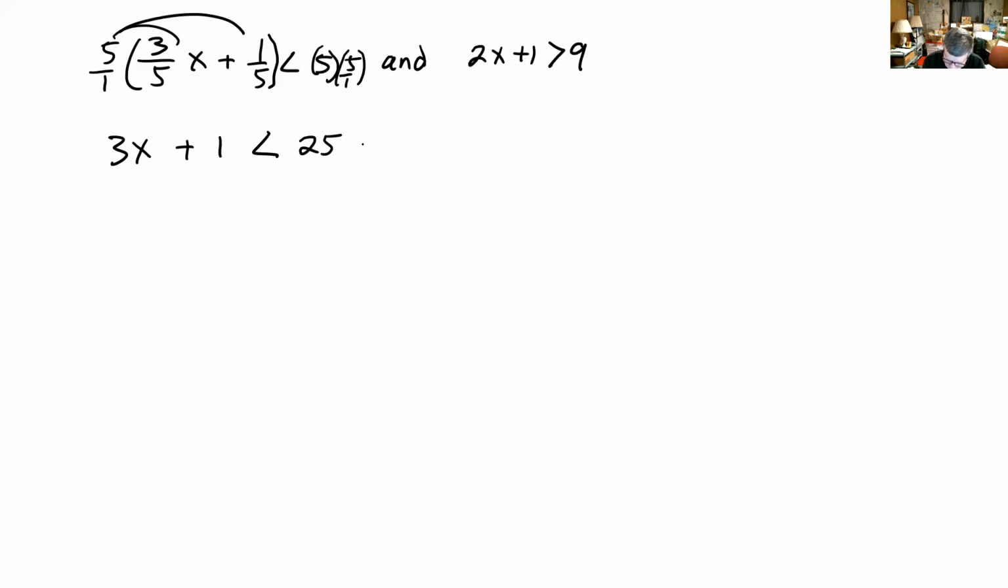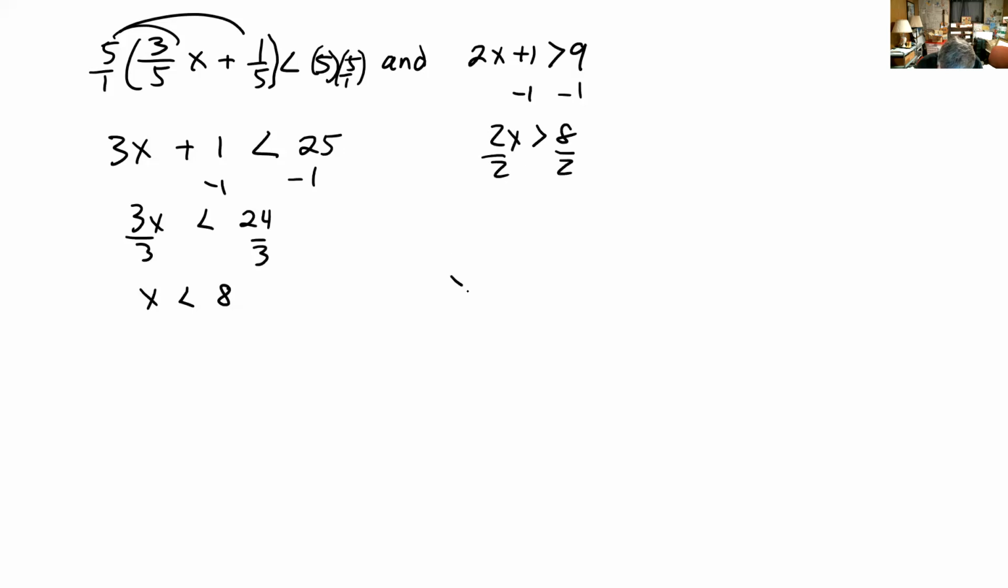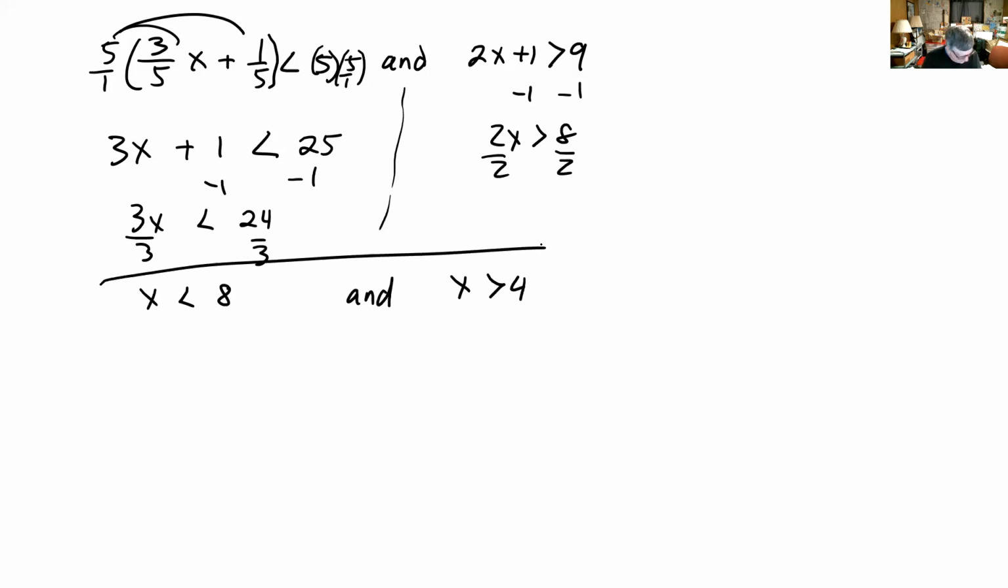So distributing, multiplying, reducing, we get this. Subtract 1, 3x less than 24, divide by 3, x less than 8. All right, so we've solved the first inequality. On the right side, I'll subtract 1, 2x greater than 8, divide by 2, x greater than 4, and I'll bring this 'and' down. So again, there's what I'm considering. Let's take a look at the graphs of each of those. x less than 8.